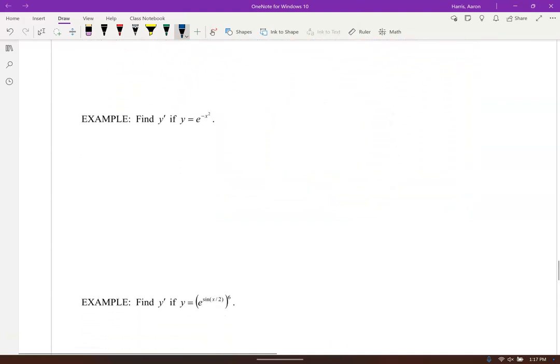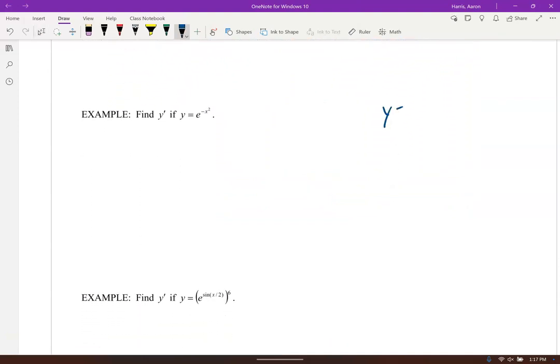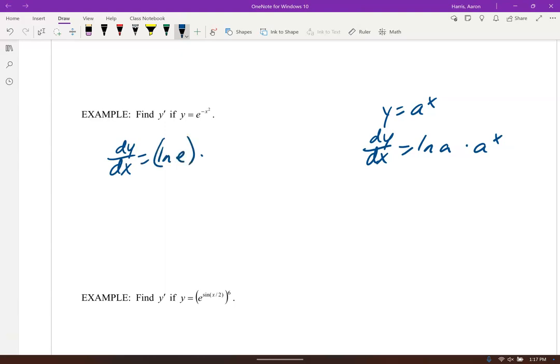All right, let's do it with the e. If you remember, anytime we have a to the x, the derivative is ln a times a to the x. Well, in this case, we have the chain rule. So when we take this derivative, we still have ln e, we still have this e to the negative x squared, but we've got to run the chain rule. The derivative of negative x squared is negative 2x. And we know the natural log of e is just 1, so this just ends up being negative 2x over e to the x squared. And that's our derivative.